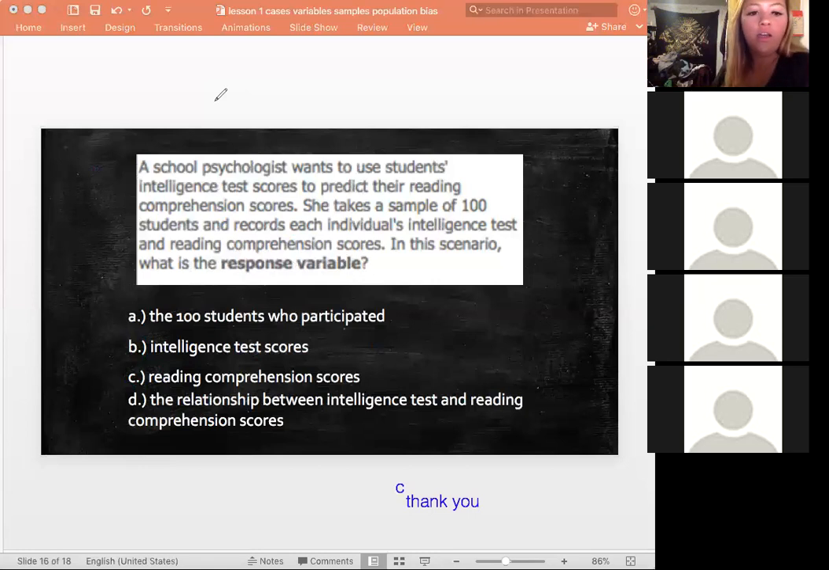But yeah. Okay, so let's go through these. So we're looking for a response variable. Remember, this is going to be dependent. So this is going to be our outcome variable.